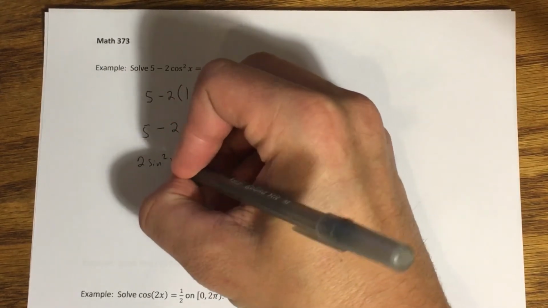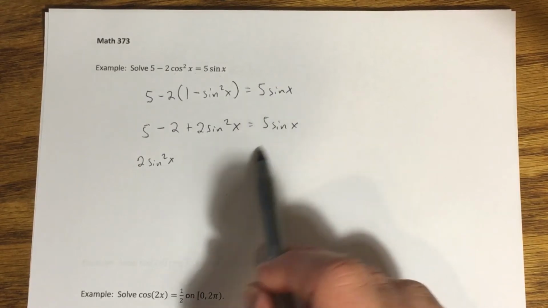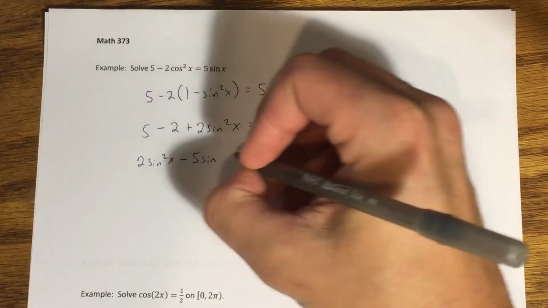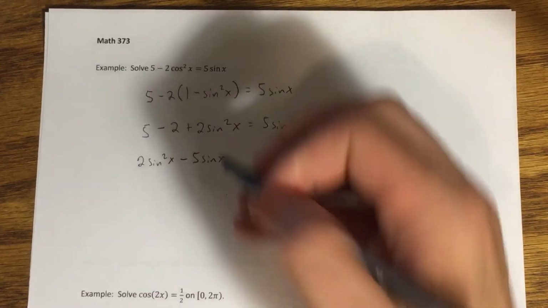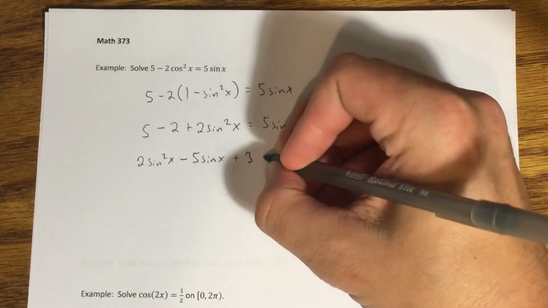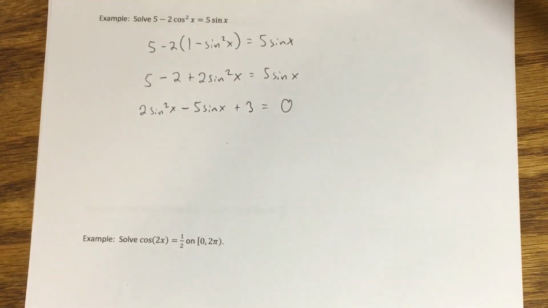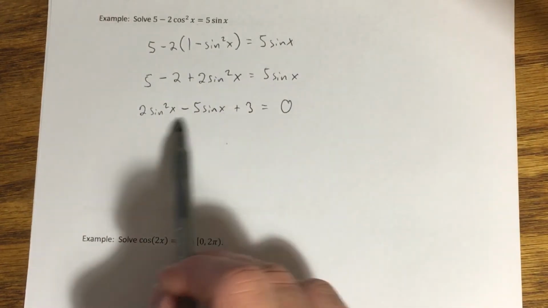2 sine squared of x. I know that I'm going to have to subtract 5 sine of x over to the left, which is going to give me minus 5 sine of x over here. And then 5 minus 2, that would be 3. So let me put that 3 last. That's kind of the standard form of a polynomial. Next thing I'm trying to do is factor this polynomial right here.